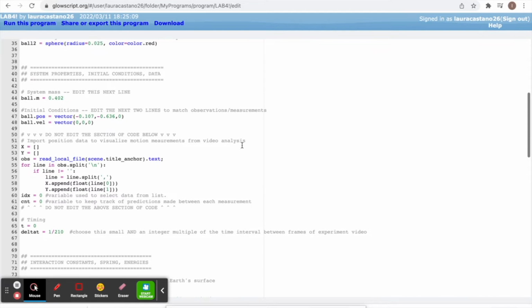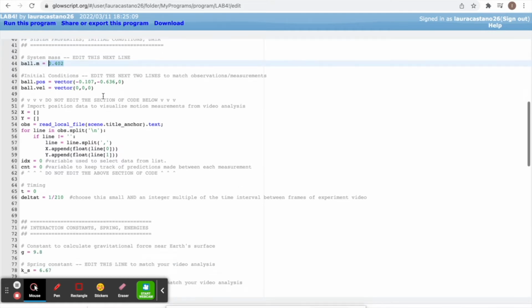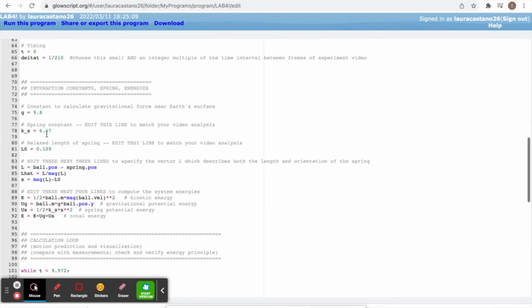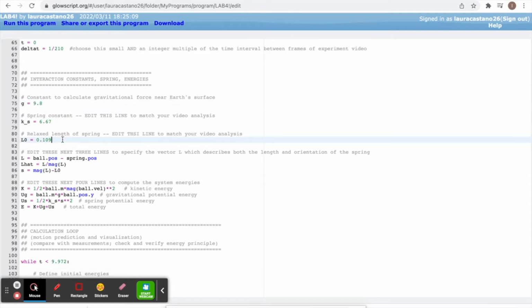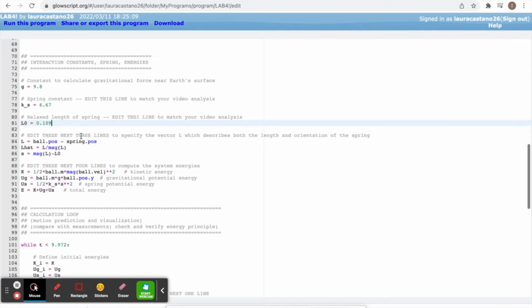Okay, so now that we have all this information, we can update our code. The first step is to update the system mass, which is 0.402. And then we had to update the initial conditions, which we got from Tracker, and the ball's initial position vector is this one. Then we had to plug in the constant of gravity, which is 9.8, and the spring constant as well as the relaxed length, which we just calculated in the previous step.